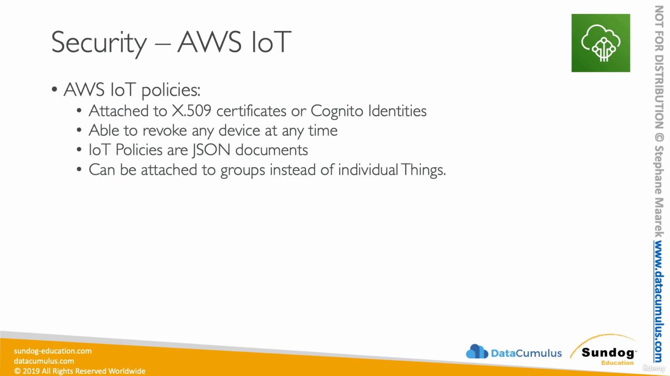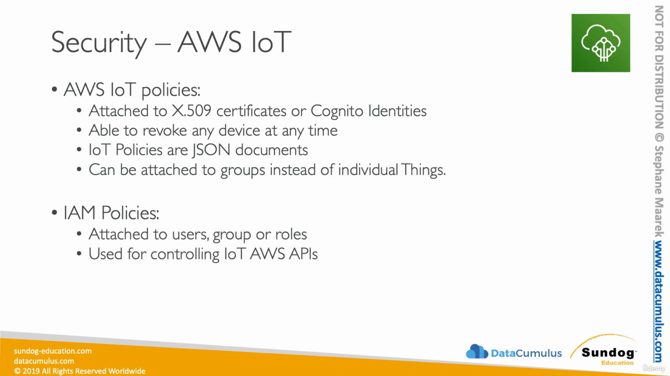So that was for things security, but then we can use IAM policies to look at the access of the users, groups, or roles within the IoT service. So it can be IAM policies attached to users, groups, and roles, as I said, and then you can basically use that to control access to the IoT APIs at a high level. For example, creating a rule or creating a rule action, that kind of stuff.